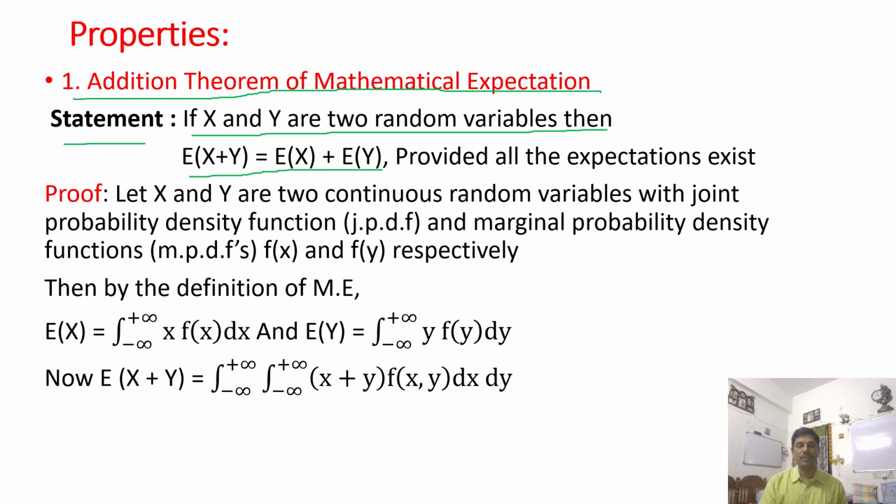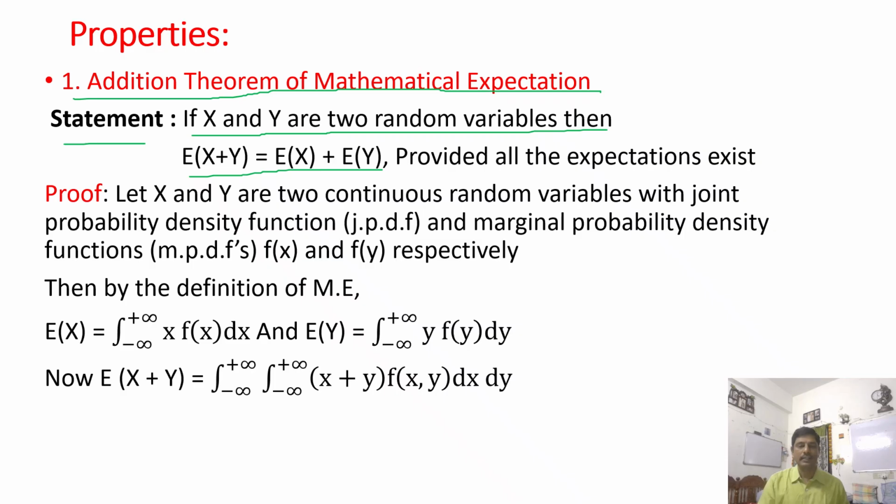That means the expectation of a sum of variables is equal to the sum of their individual expectations, provided all the expectations exist. Now we'll see the proof of this. It is easy to prove in the case of a continuous random variable, so we are considering a continuous random variable. We can prove it for both continuous and discrete random variables, but it is easier for a continuous one.